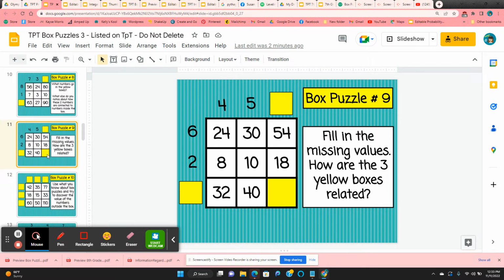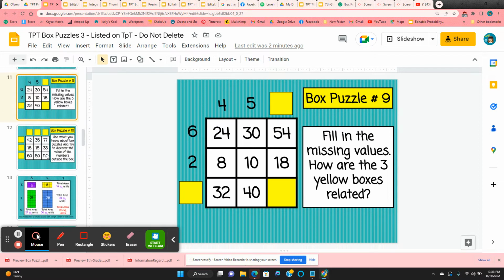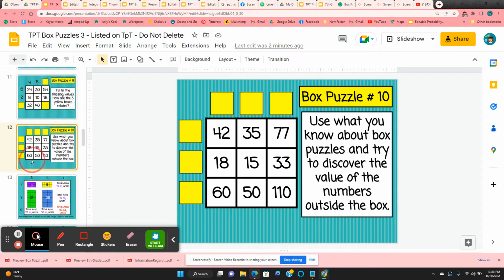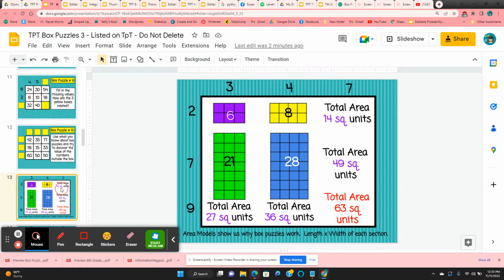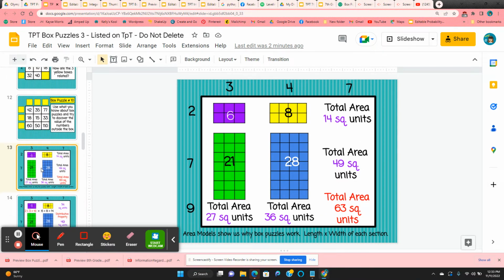So they're given numbers with different boxes that are blacked out, and they have to see if they can figure out what those missing numbers are. Then they're given one where they have to figure out all the numbers outside the box. What would those be? Now, as a teacher, you might want to go over slides 13 and 14 with them. This shows using area models why these box puzzles work.